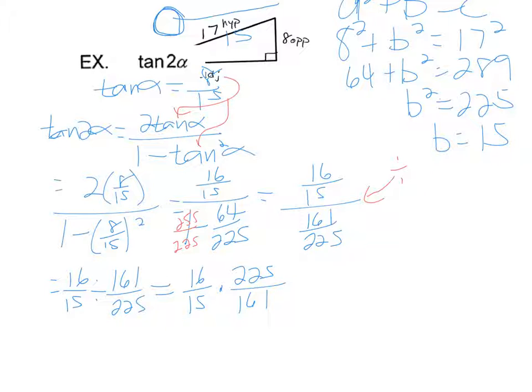When I multiply tops and multiply bottoms, it's 3600 over 2415, and that reduces down. I believe they both divide by, actually I'm not real sure. I didn't write that down. But it reduces down to 240 over 161. So those are double angle identities.